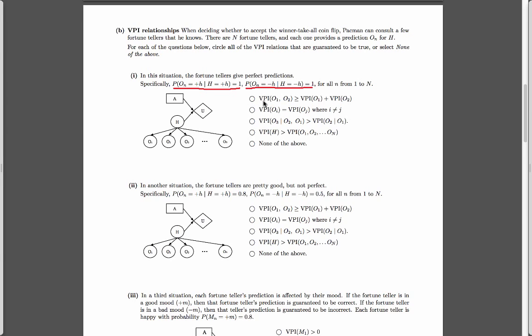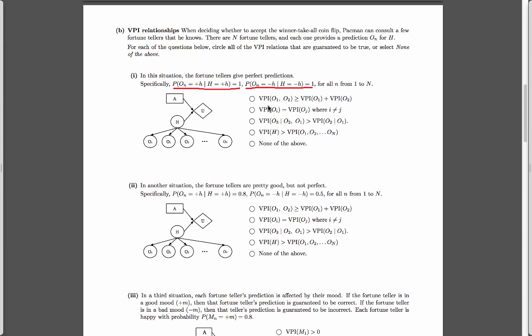So in this first case, we want to know whether or not VPI of O1 and O2 is greater than or equal to VPI of O1 plus VPI of O2. And this turns out not to be true, because the VPI of O1 means that we know exactly what heads is, and then we get some utility from knowing the actual outcome. However, VPI of O2, given that we already know O1, is going to be 0 because we don't gain any information. There's nothing else we can do to increase our utility.